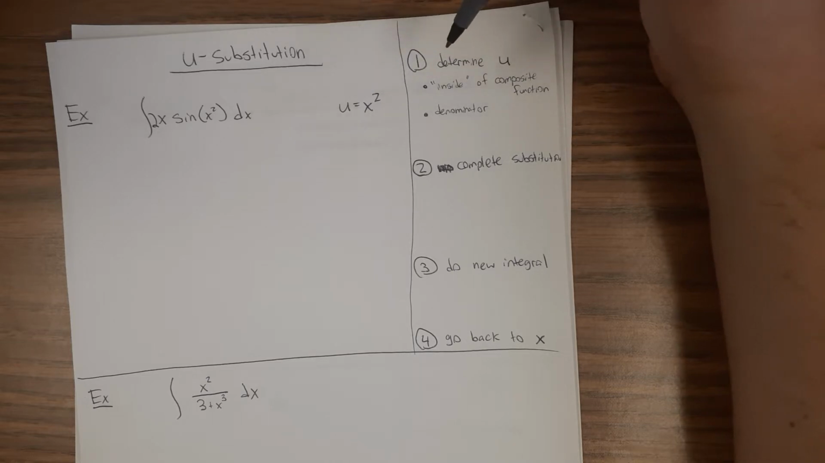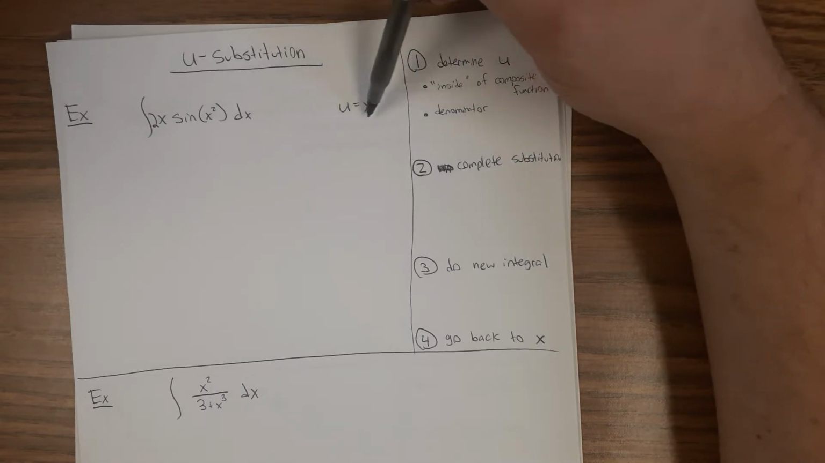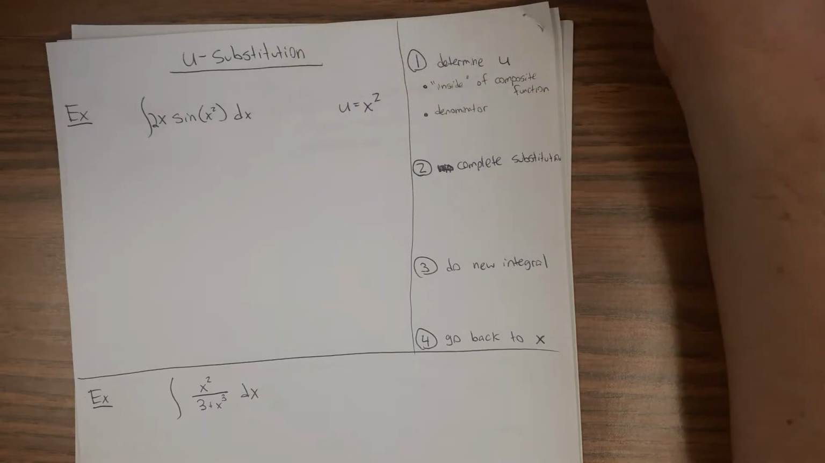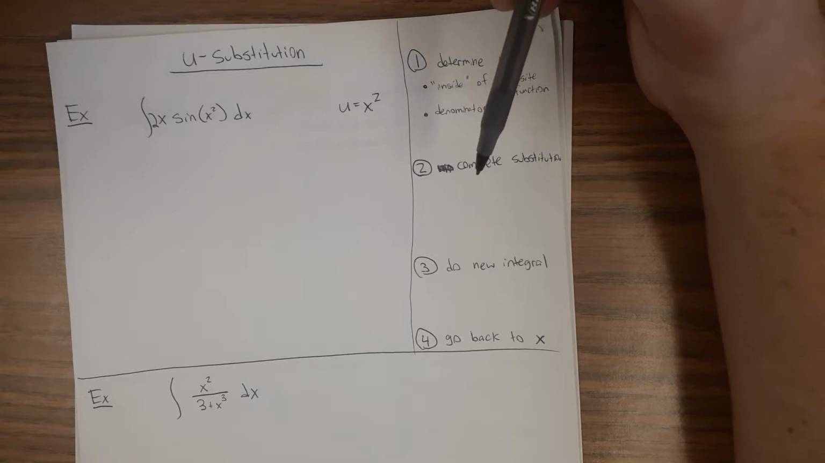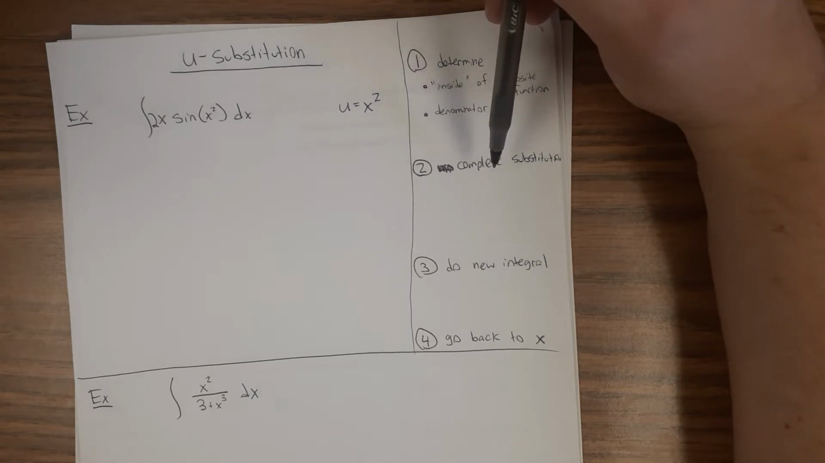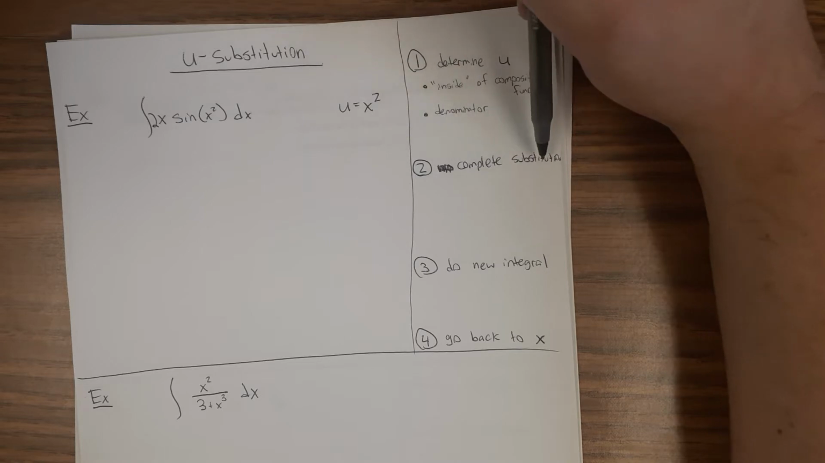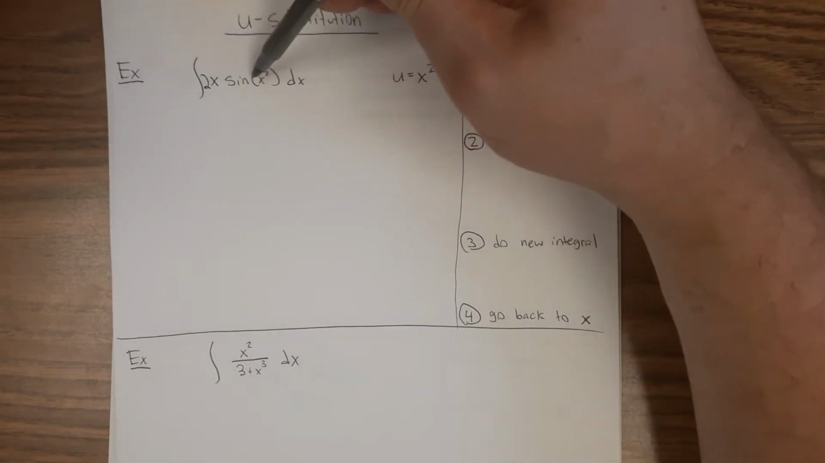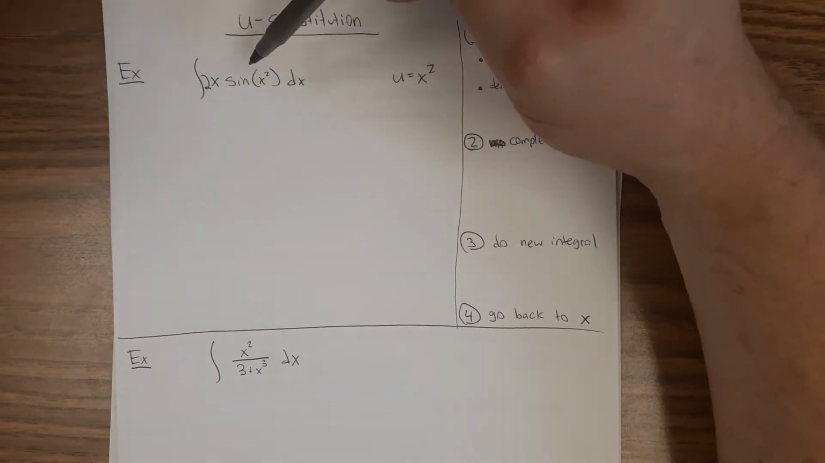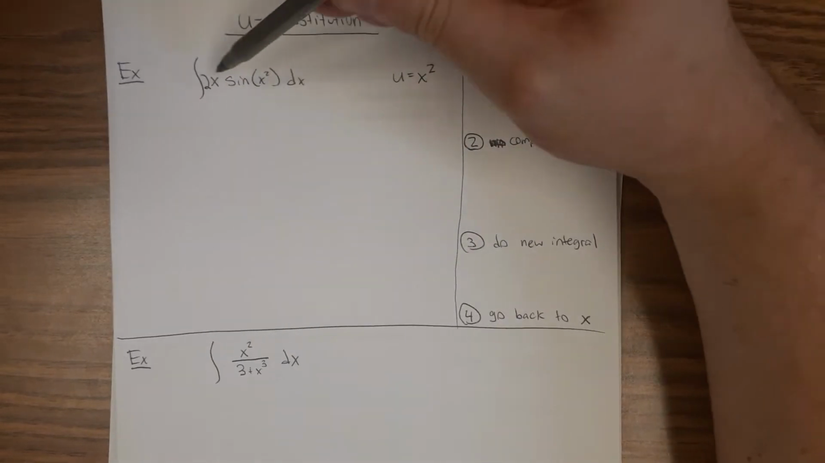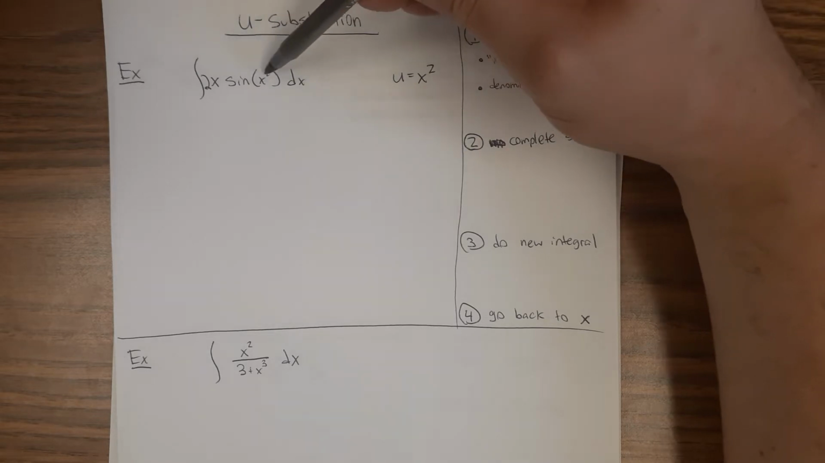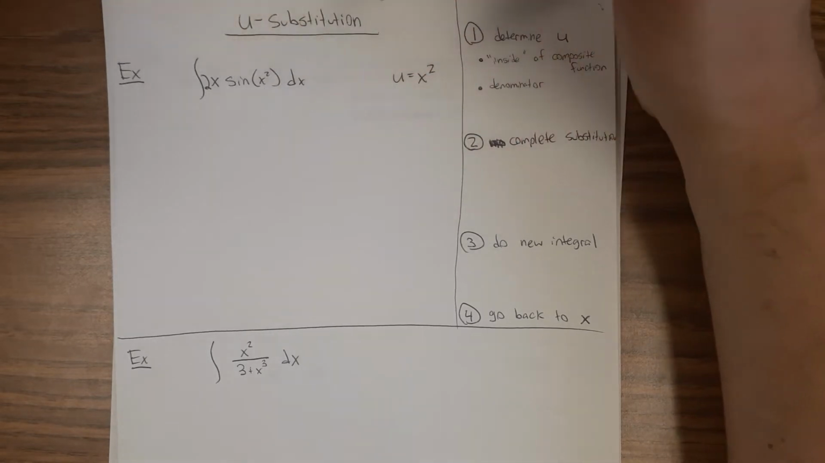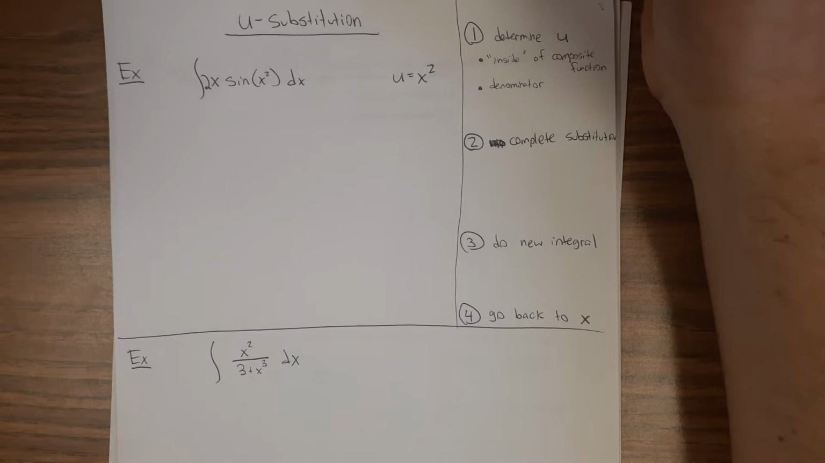We're going to do several more examples where we have to decide what to make U, and then I'll get into how you make that choice. But for us, step 1 is already done. So let's move on to completing the substitution. What do I mean by completing the substitution? Well, in the integral that I was given, the only variable that I see is x. I would like to rewrite this so that the only variable that I see is a u.